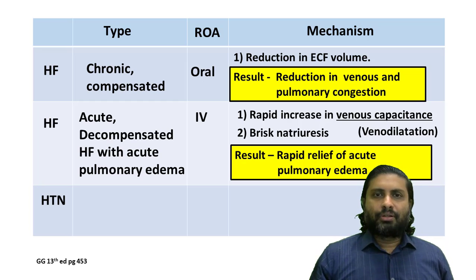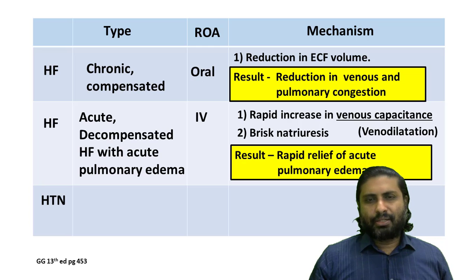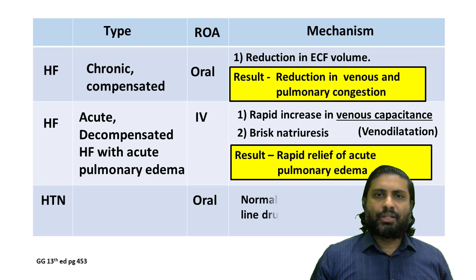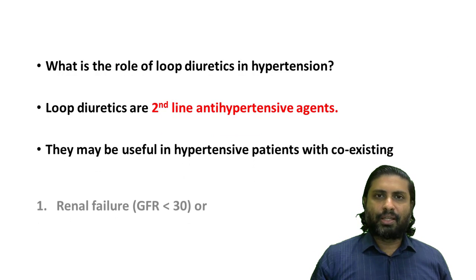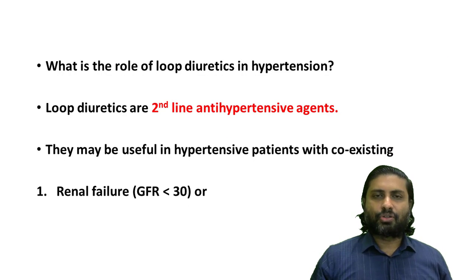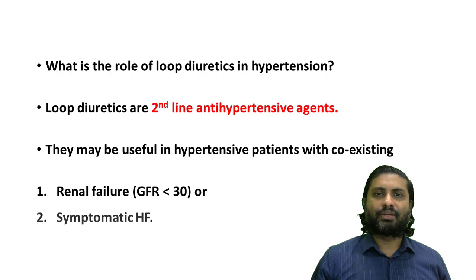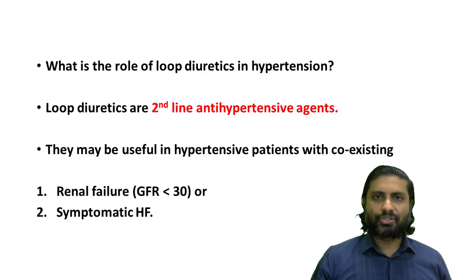As we mentioned, loop diuretics have got a very minor role in the treatment of hypertension. They do become useful in two particular situations, namely, if the patient has got hypertension and renal failure as well, with a GFR of less than 30, or if the patient is hypertensive and has got symptomatic heart failure as well. So in these conditions, loop diuretics become important antihypertensive agents.